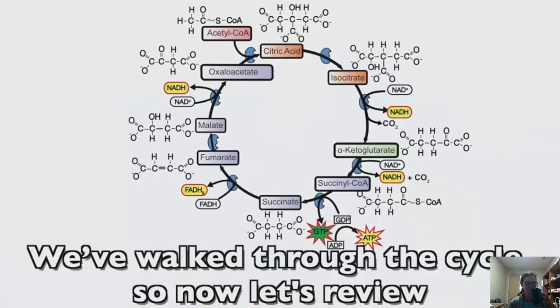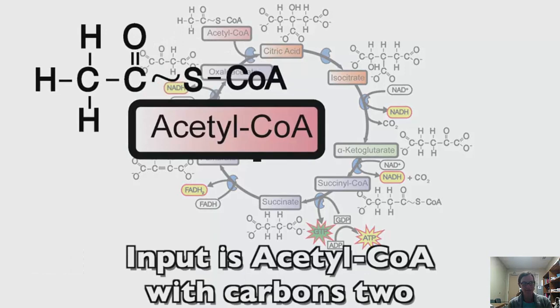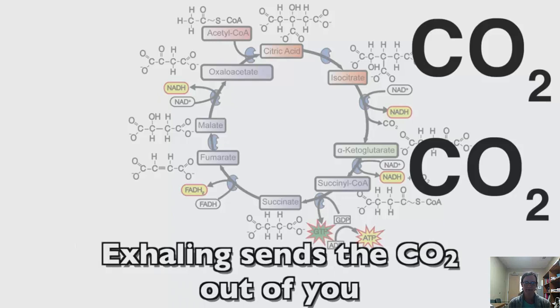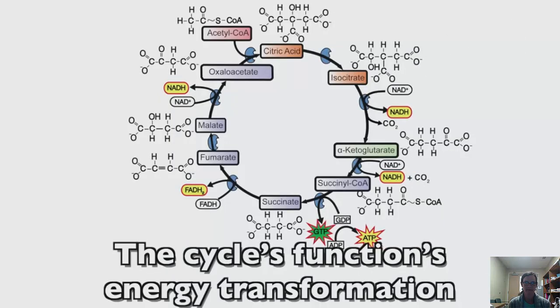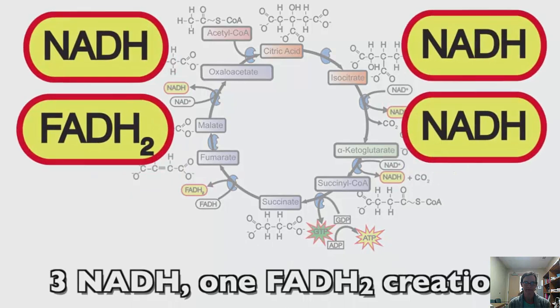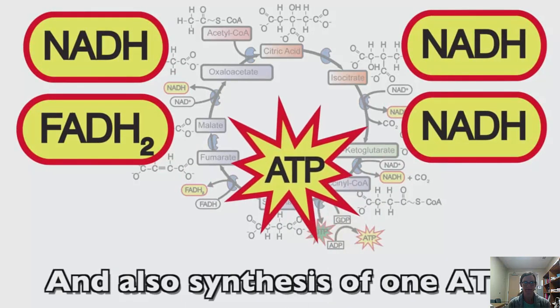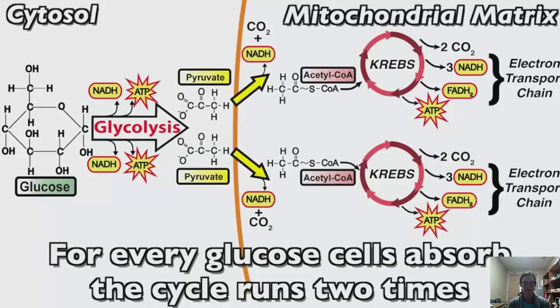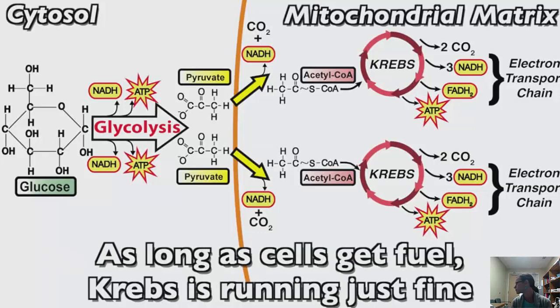Walk through the cycle, so now let's review. Input is acetyl-CoA with carbon 2. The carbons get removed, releasing CO2. Exhaling sends the CO2 out of you. The cycle's functions: energy transformation, 3 NADH, 1 FADH2 creation, and also synthesis of 1 ATP, which cells directly utilize for energy. For every glucose cells absorbed, the cycle runs 2 times.